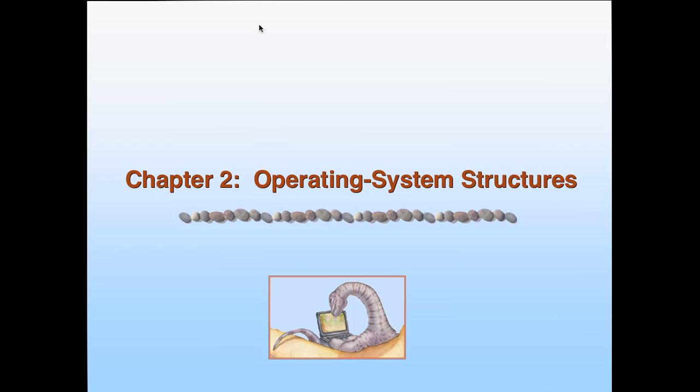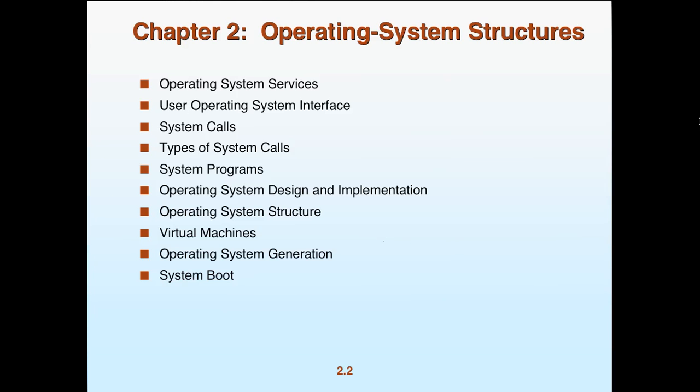Okay, welcome back and welcome to lecture number 2 on operating system structures. Last time we did chapter 1, which was on an overview of operating systems. So to move right along to operating system structures, chapter 2 is kind of an interesting one. There's a little bit of overlap with chapter 1. It looks at operating system services, interfaces, system calls, types of system calls, systems programs.